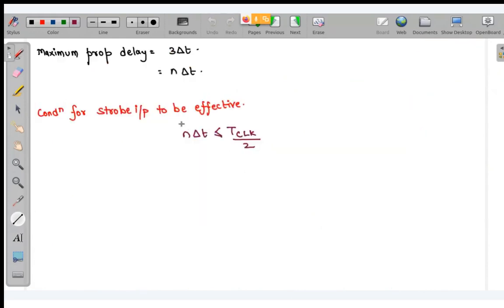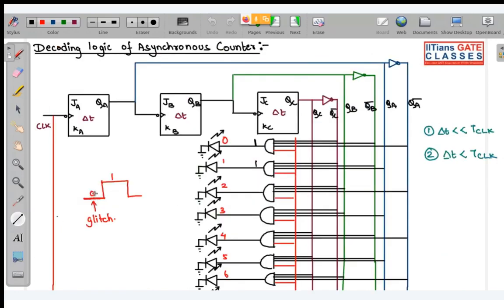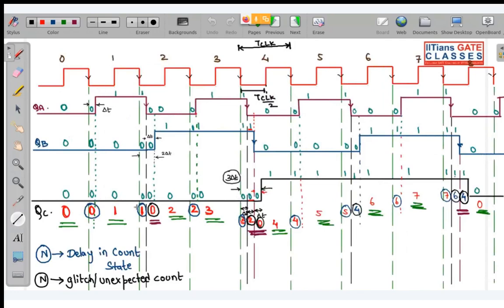Tell me if this is clear or not, whatever I have written. Is this condition clear? Tell me yes or no. See, basically for our strobe input, all the glitches were happening in the negative level. I have shown you that this was one glitch, happening in the negative level. Here we have two glitches, also happening in the negative level. So the glitches are happening due to the propagation delay.